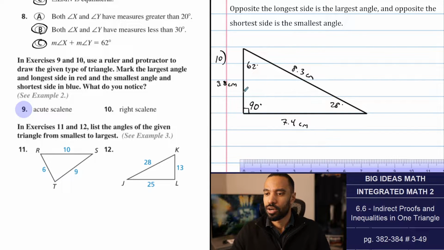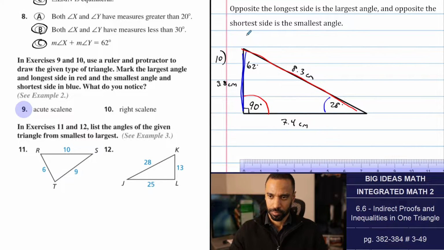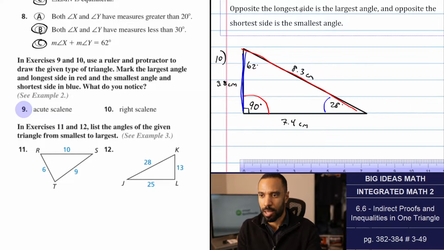Okay, here is the largest angle. Here is the longest side. Here is the smallest angle. Here is the shortest side. What do I notice? Well, let me copy and paste this.